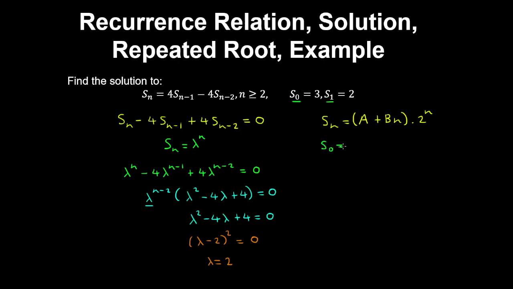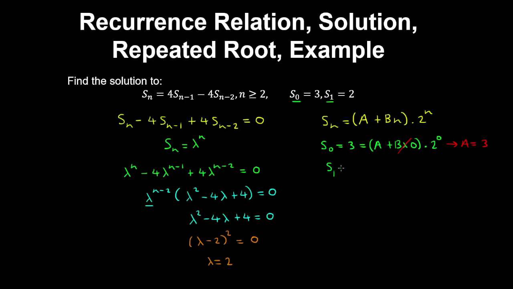So S_0 is equal to 3 gives a plus b by 0 by 2 to the 0. So that's 0, 2 to the 0 is 1, so this gives the constant a is equal to 3.